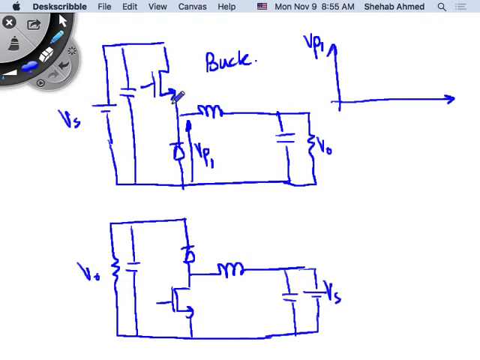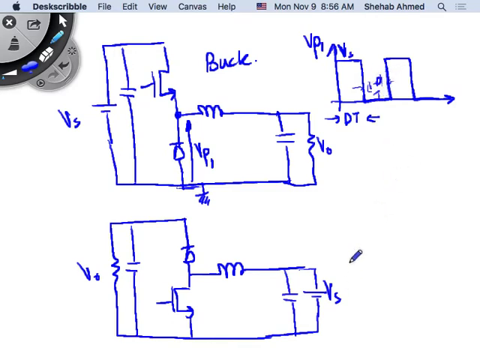When the switch is on, I have Vs at this point, and this is my ground or reference. So when the switch is on, Vp1 is equal to Vs. And when the switch is off and the diode is on, Vp1 is 0. This is happening when the switch is on, so this is time period dt, and this is time period 1 minus d times t, right?